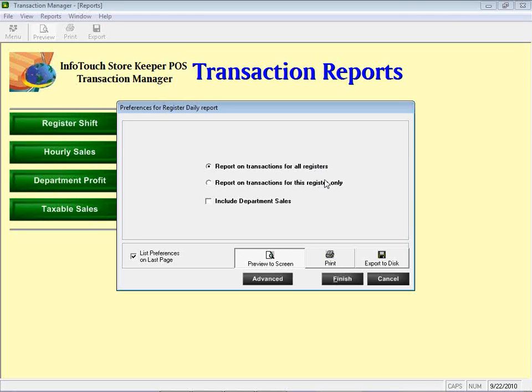Now, do recall with both of our products, any module can be run on any register. So if I'm on register number 3 up front and I just want to see what's happened on my register during the day, I can do that. And I can run this module and run this report. But for the most part, people just want to see what's happened for the store for the day. We fairly recently added a new option to include department sales on here. Let's go ahead and check that, see what it looks like.